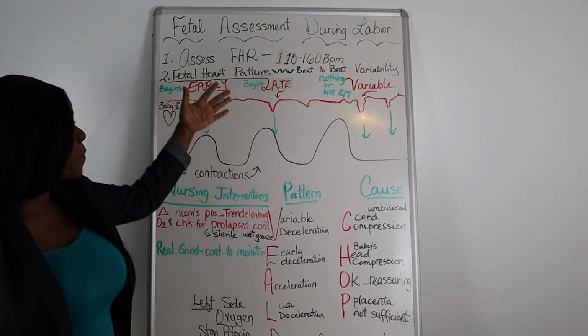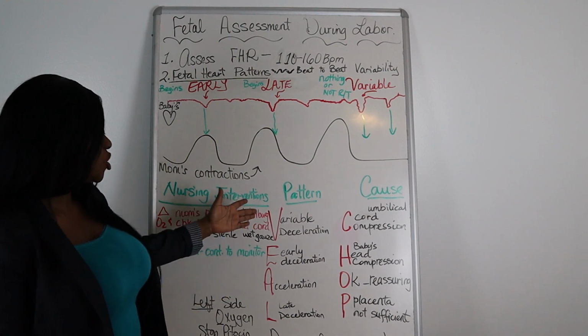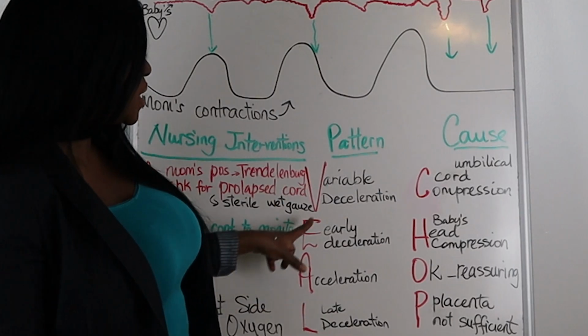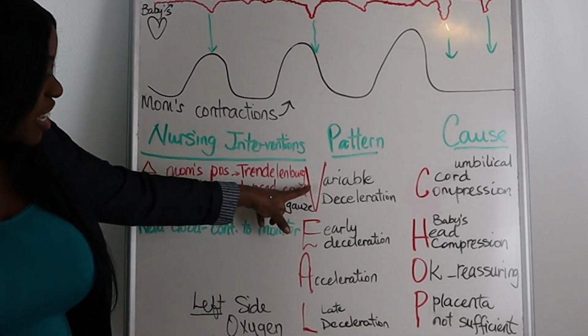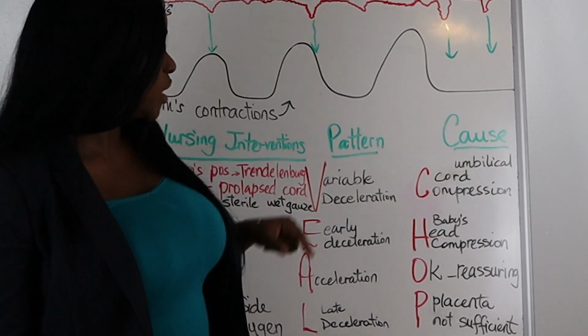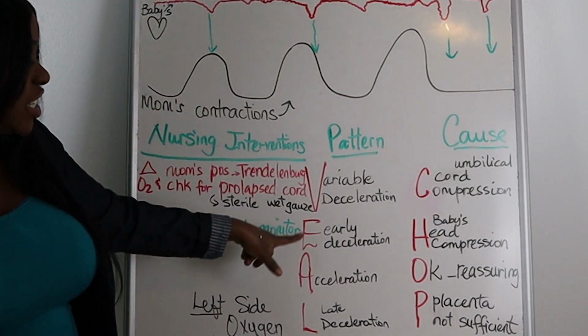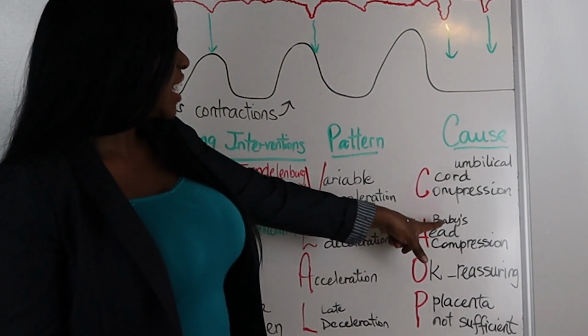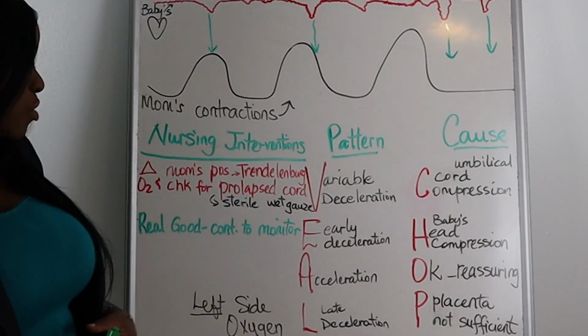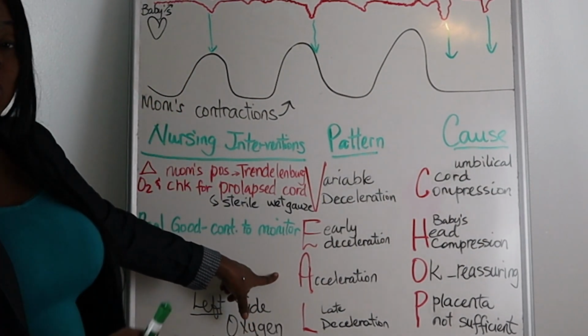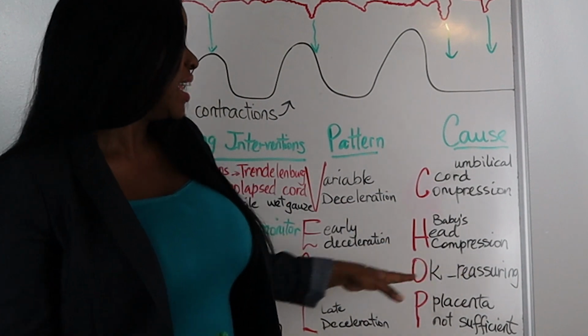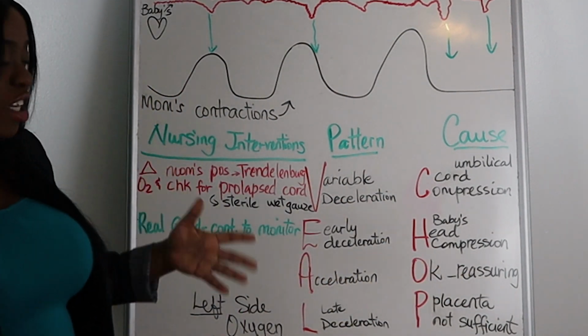So in order to remember this, a quick way is to use the mnemonic VEAL CHOP. The V for variable deceleration, and again, that's caused by cord compression. The E is for early deceleration. Again, etiology is the baby's head is compressed. An acceleration or speeding up of the heart rate is okay. It's a reassuring sign, and we just monitor mom.